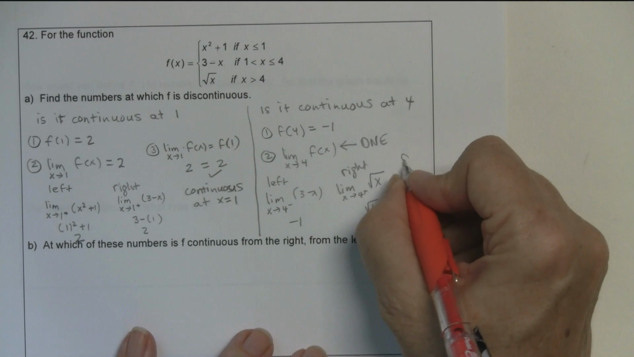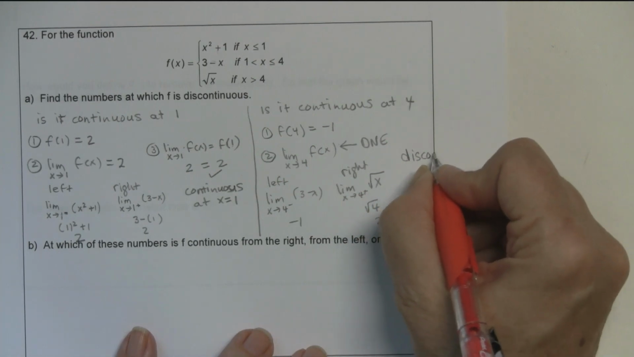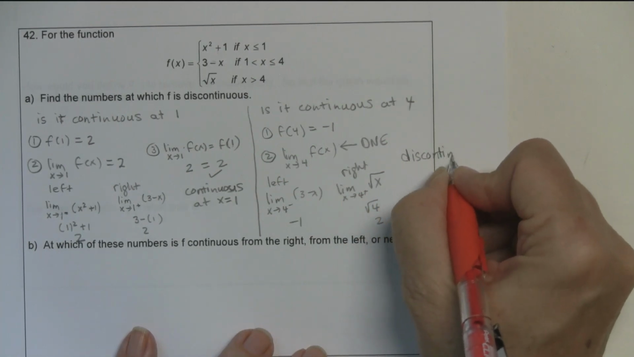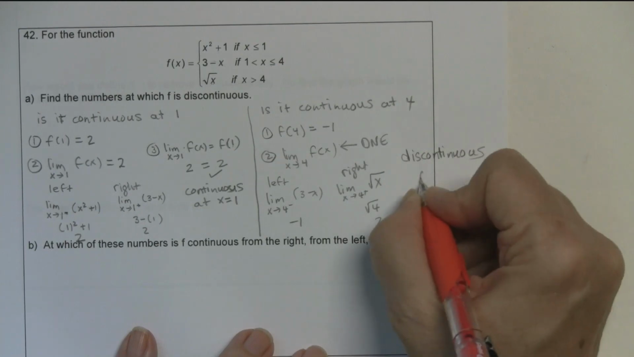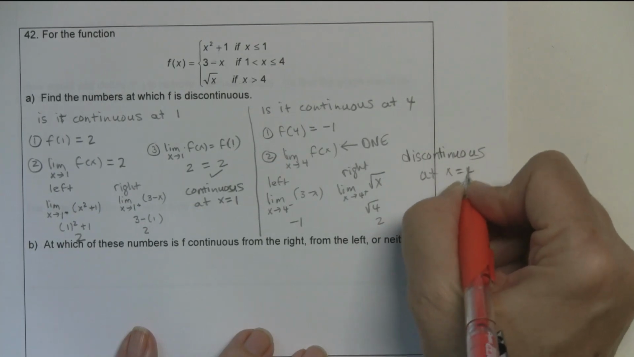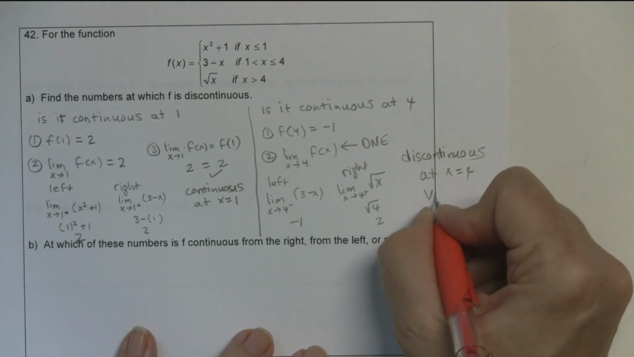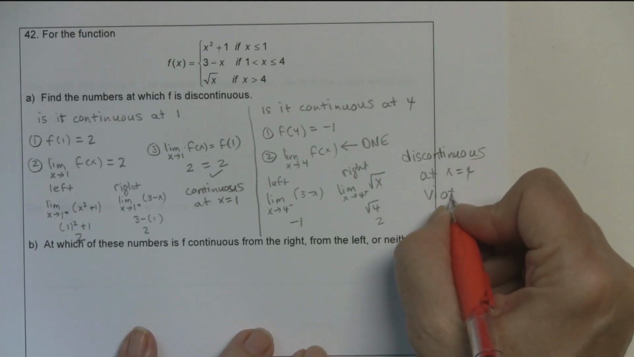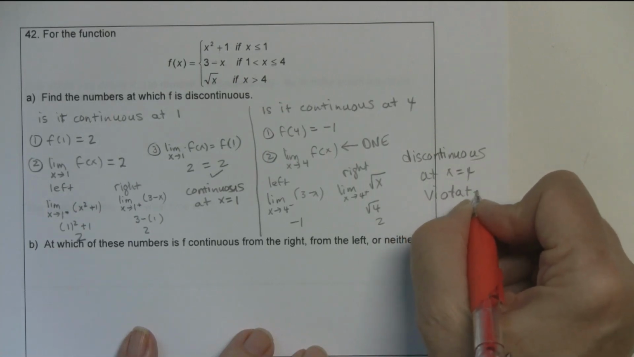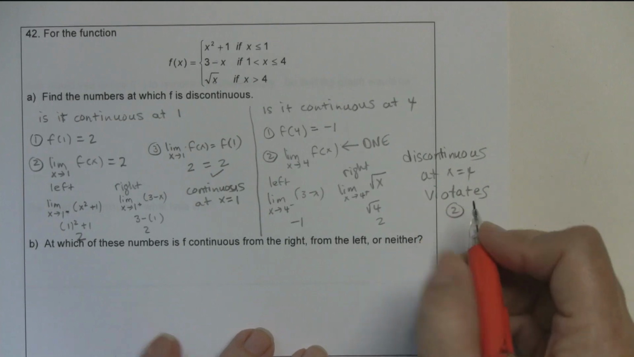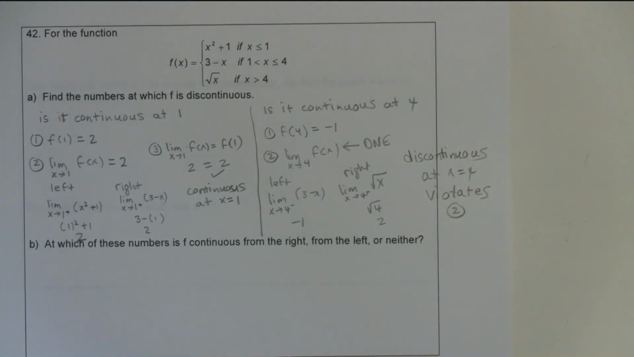And so we know then it's discontinuous at x equals 4. It violates number 2 of the continuity checklist. So that's what they were asking us to do.